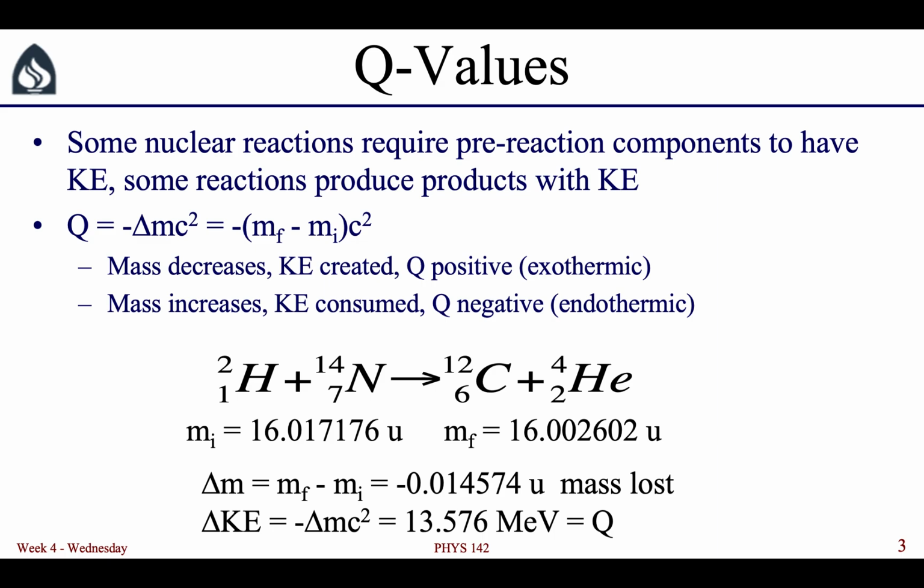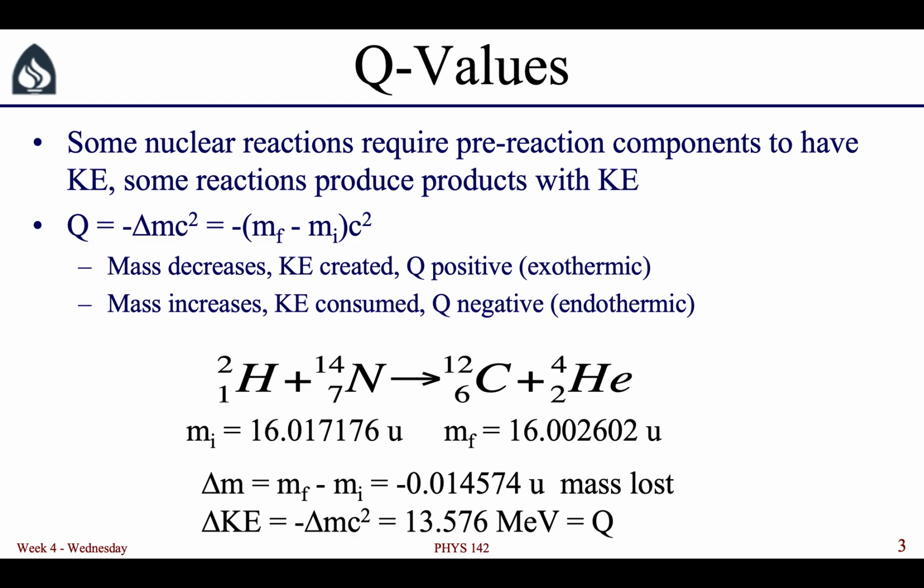So if the mass decreases, that means mass is being converted into energy. And so kinetic energy is created, and the products will go flying off with a large amount of kinetic energy. In this case, the Q value is positive. This is an exothermic reaction. It's one that produces energy. The energy comes from the mass that went away.